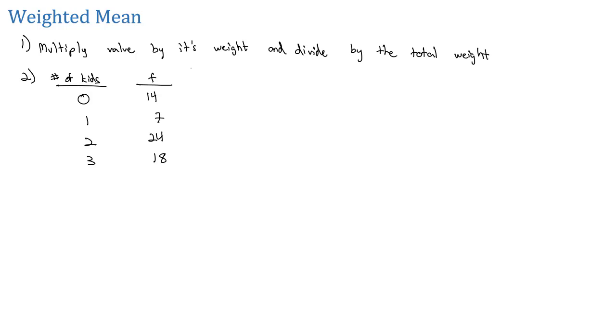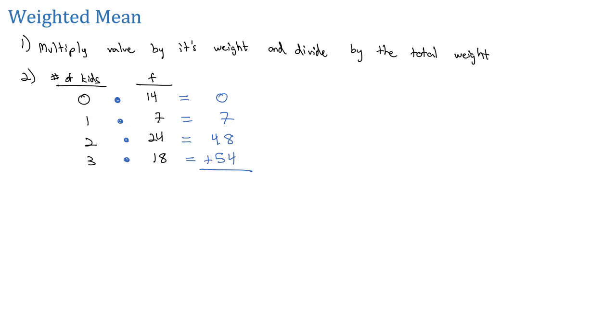To calculate the weighted mean, we have to multiply the value times its weight. And so when we do 0 times 14, the frequency, the 14 is the weight, we get 0. Adding all those zeros would give us 0. 1 times 7 gives us 7. If we added all 7 ones, we would get 7. 2 times 24 is 48. So if we added all 24 of those 2's, we'd get 48. 3 times 18, that's going to give us 54. Because if we added all those 3's, we'd end up with 54.